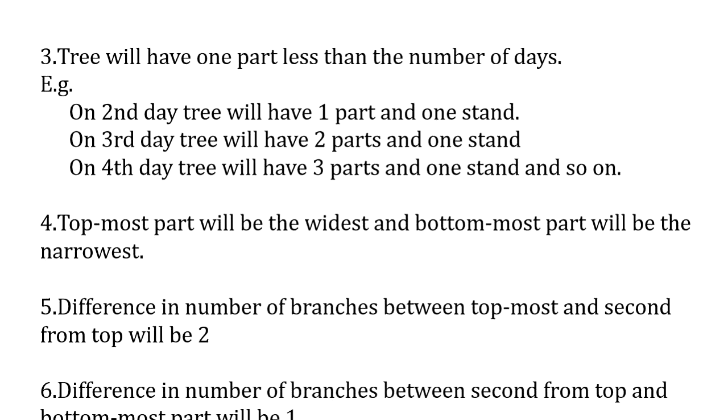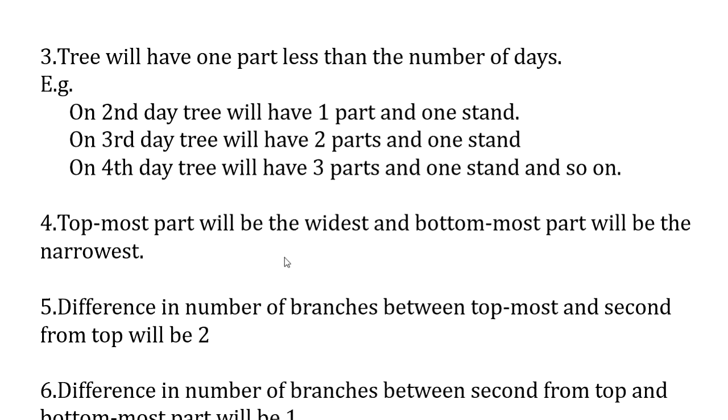And the fifth rule they have given is that the difference in the number of branches between the topmost and the second from the topmost will be 2. Here, when we speak about branches, they say that a tree normally has two elements, one is part and the other is stand. Whenever we speak about parts, they will have branches, and these branches vary for the topmost part and the next part. So I'll explain these two statements with an example. It will make it clearer.